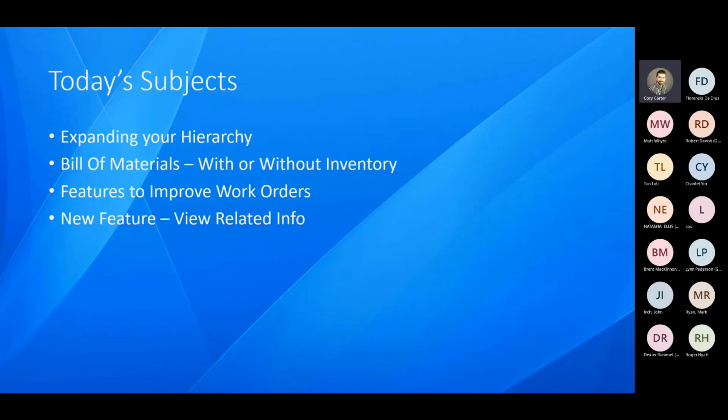I'm also going to talk about some features within the asset entry screen that will help to improve work orders. It'll add some functionality to your work orders. And then last, we're going to talk about a new feature in the asset module, which is the view related info button. Some of you may have it in your system, some of you may not have it in your system yet, or maybe you're just not aware of it. It is a very handy tool. It gives you access to a lot of information, and I'm going to show you that before we're done here today.